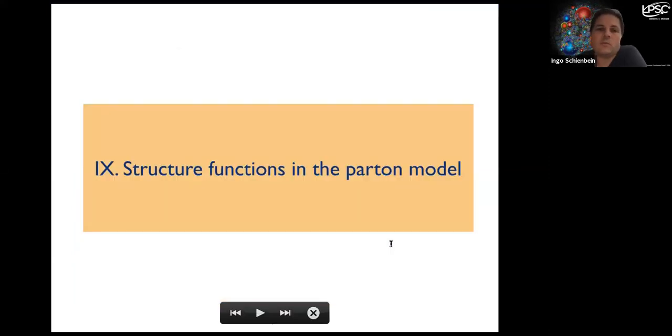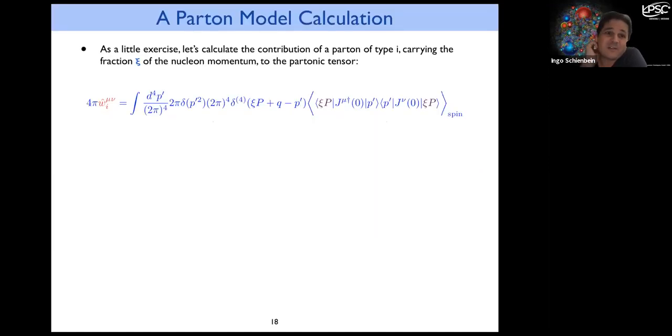So now one can compute structure functions in the parton model. And there are basically two ways. Either we take the formula for the cross section, d sigma, in the parton model, which I usually do in my particle physics classes. But here, for a change, one can also use the partonic tensor and calculate this, and that's what we are going to do here. So the partonic tensor for a parton of type i is given here.